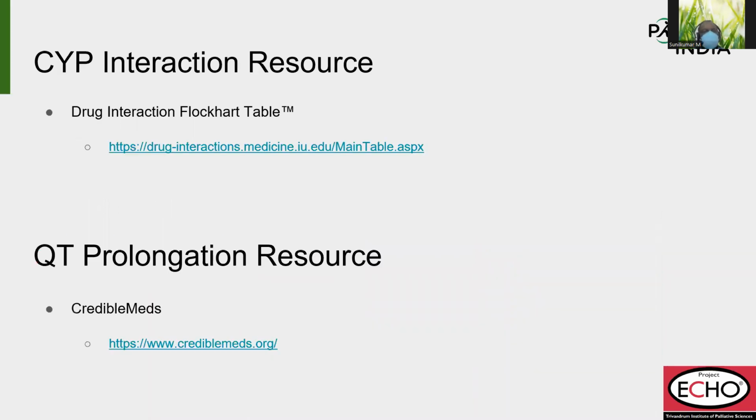Okay. So if you want to know more about the cytochrome P interaction, which are the medications, these are some sites you can visit. And for QT prolongation, you can go to crediblemeds.org, which will give you the medications which can interact with methadone.